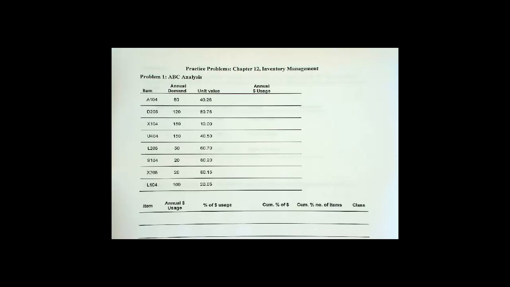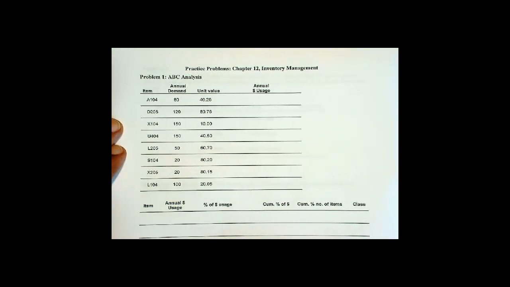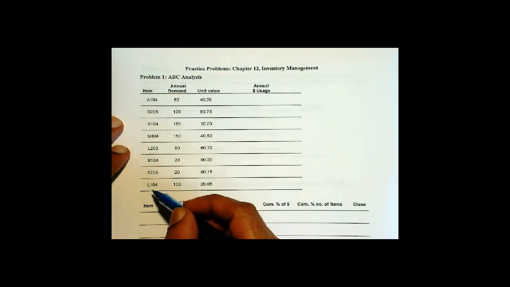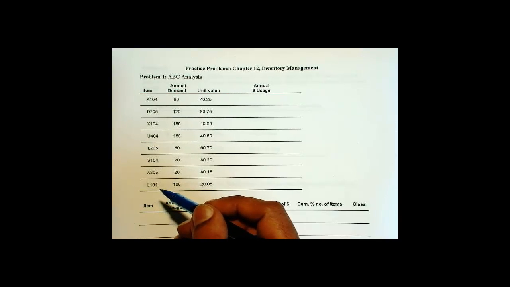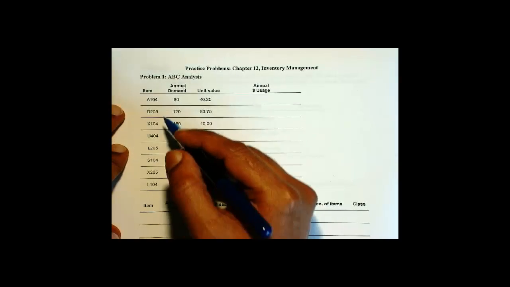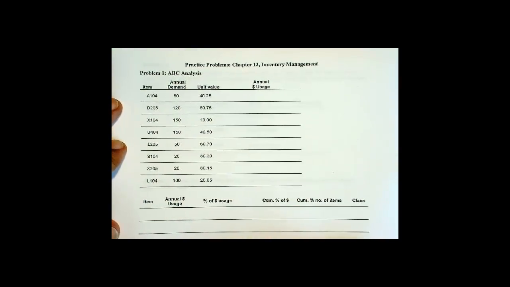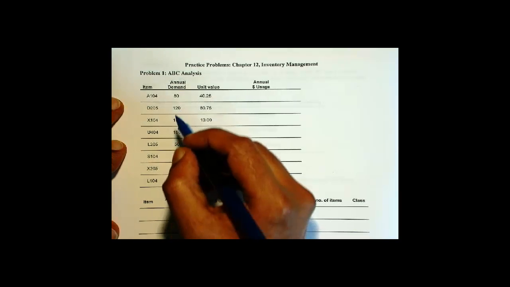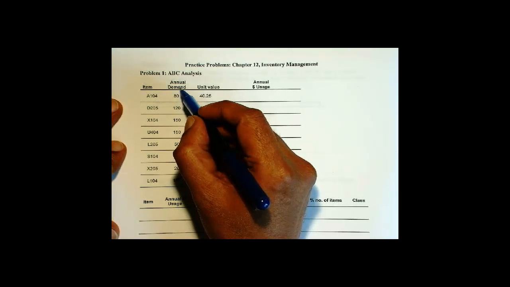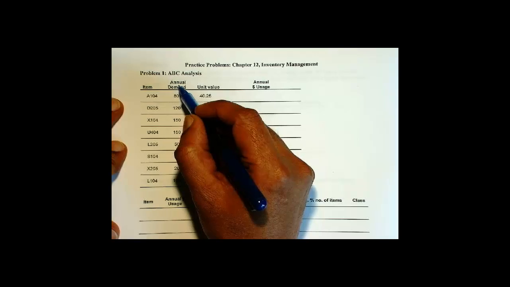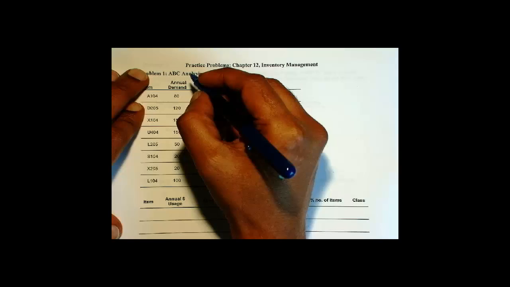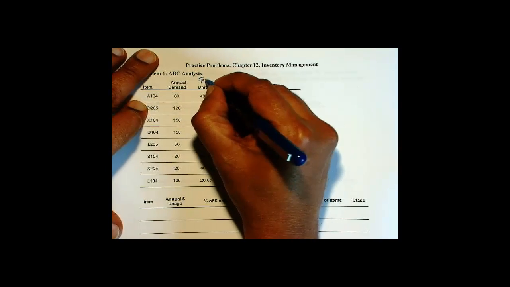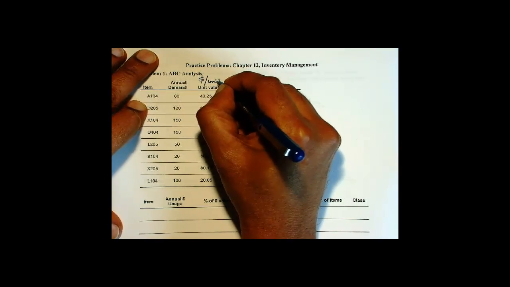Now let's work this ABC analysis problem. Okay, we are given these 8 items, and typically a company will have thousands of items, if not tens of thousands of items. But here is a class problem which is only 8 items, and we have the annual consumption, our annual demand for each item, and the unit value. So the unit value is the cost per unit, so dollars per unit. So that's given.